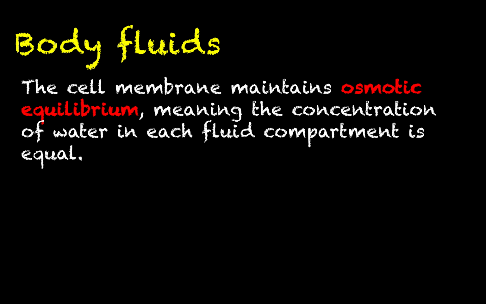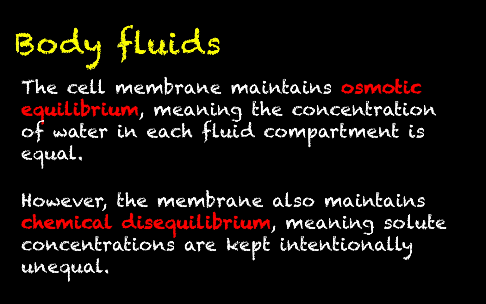So continuing on with this discussion, the cell membrane maintains what we call osmotic equilibrium. The concentration of water in each kind of body fluid compartment is pretty much the same, and that's going to be something we talk a little bit more about in the future. So the amount of water in the intracellular compartment is roughly comparable to the proportion of water in the extracellular compartment. However, the membrane does not maintain chemical equilibrium.